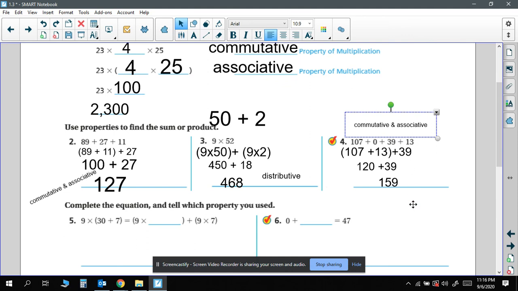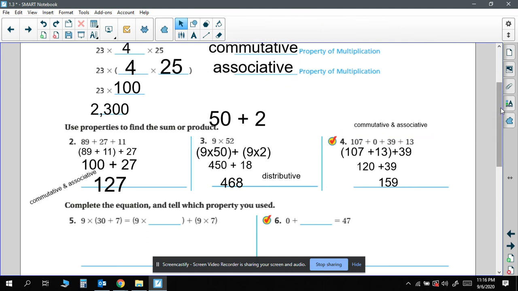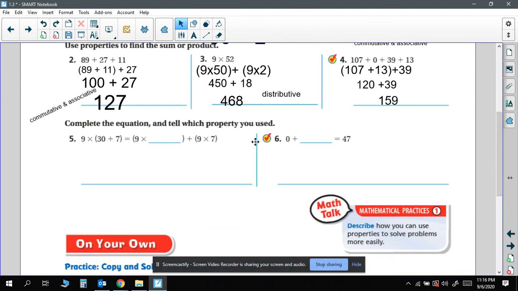There we go. All right, commutative and associative. Let's just look at number 5 and 6 real quickly. So they want us to complete the equation and tell which property. So we have 9 times the sum of 30 plus 7 equals 9 times blank plus 9 times 7. Well, if you look at that, what did they do? They split up the number 37 into 30 plus 7. So right here, we need a 30. 9 times 30 plus 9 times 7.